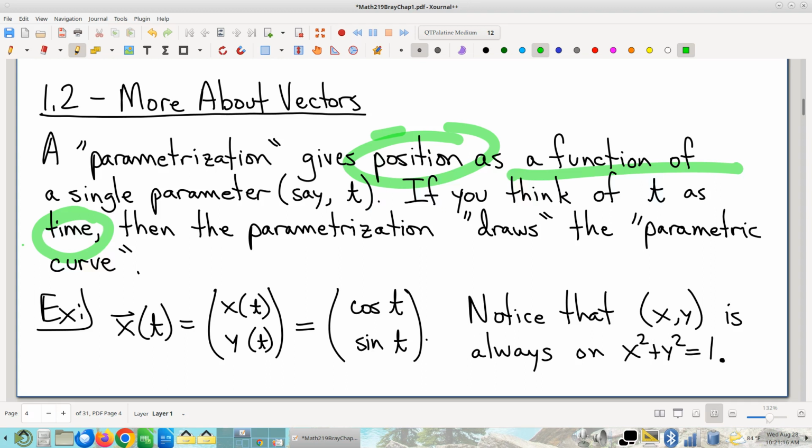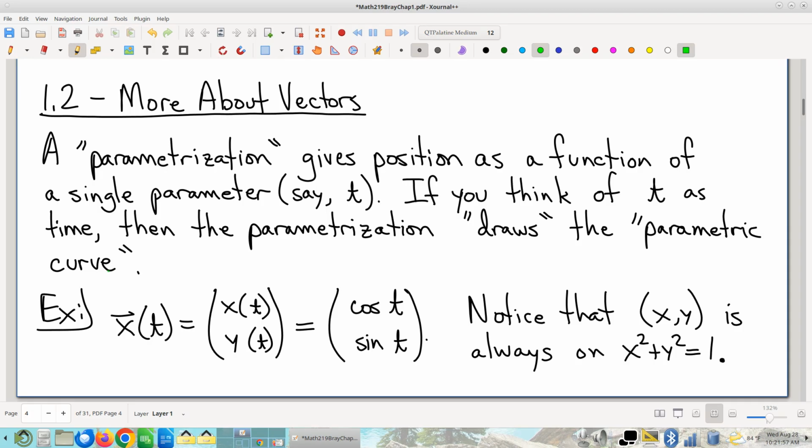Now, to be fair, it could be any single parameter. You can visualize this parameter any way you like. I think it's very convenient to think of it as being time. So if you think about what this means, how would I represent position as a function of time? Well, what's the tip of my finger as I do this motion here? At any given moment in time, my finger has a position. So a function that gives position as a function of time is literally just tracing out a curve.